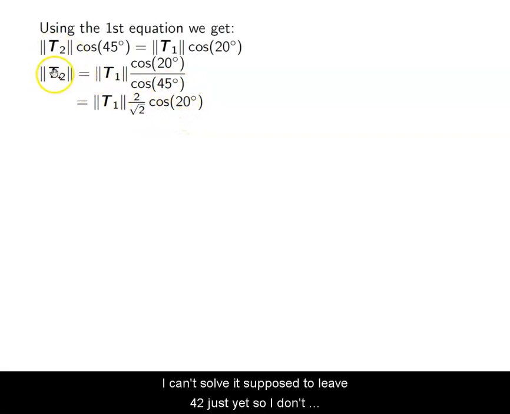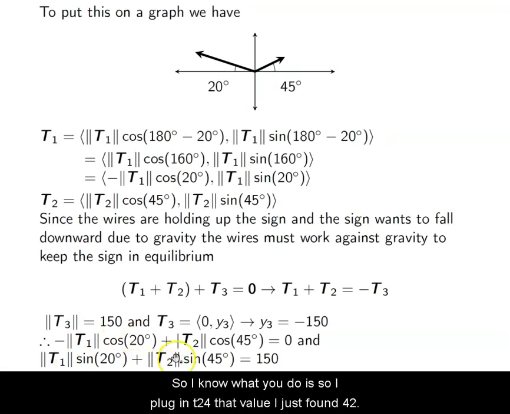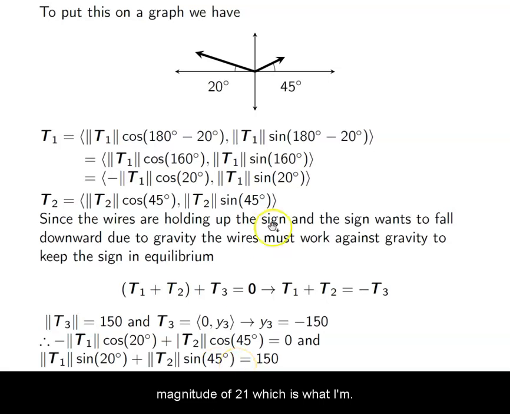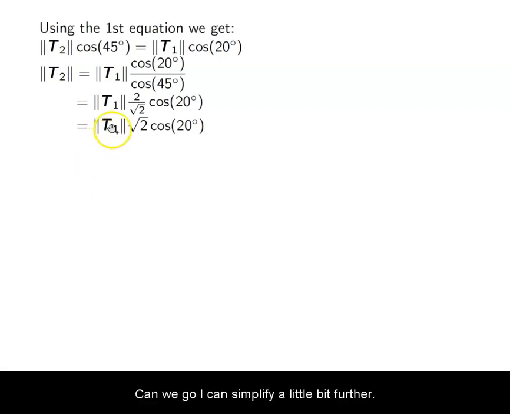I can't solve explicitly for T2 just yet because I don't know what T1 is, but I can take this and plug it into my other equation somewhere, right? So I know what T2 is. So if I plug in for that value I just found for T2, then I'll have an equation that is only in terms of the magnitude of T1, which is what I want, right? So here we go. I can simplify a little bit further if I rationalize the denominator.